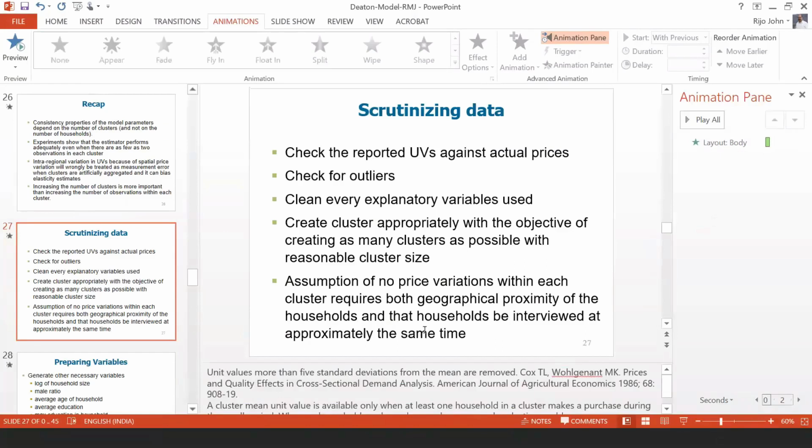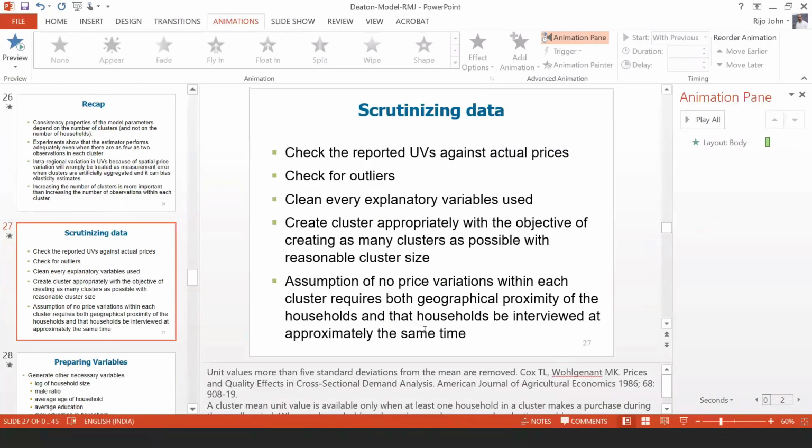Keeping in mind the limitations of cluster size and household size that I already discussed. The assumption of no price variation within each cluster requires both geographical proximity of the households and that households be interviewed at approximately the same time. So far I was only emphasizing the geographical proximity of the household, but you should remember that it is also important that these households within a cluster are interviewed at the same time.